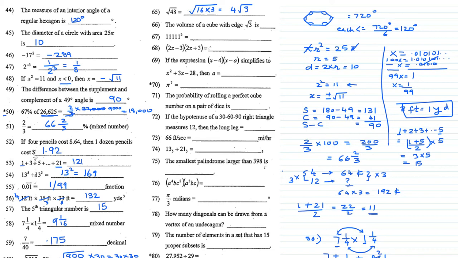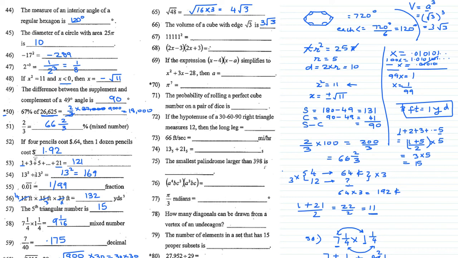Question 66. The volume of a cube with edge square root 3 is how much? The volume of a cube is equal to the cube of the sides or the edge. So in this case, a is given to be square root 3. So this is nothing but square root 3 cubed, which will be 3 square root 3. So that would be the answer.